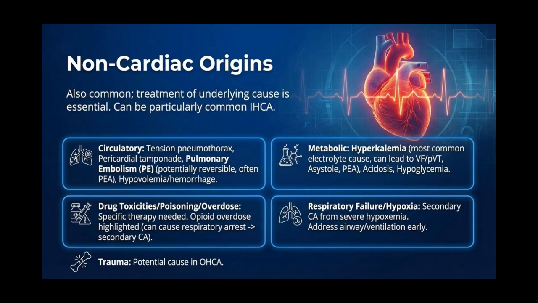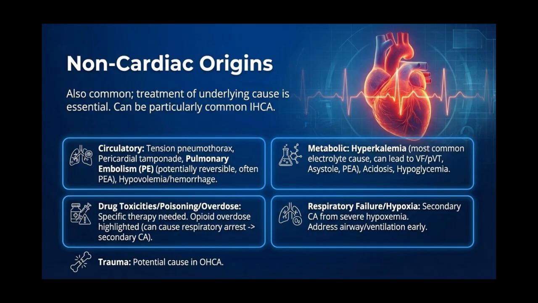Metabolic disturbances are also critical factors. Hyperkalemia is the most frequent electrolyte imbalance leading to cardiac arrest. This condition can lead to a progressive widening of the QRS complex, which may deteriorate into ventricular tachycardia, ventricular fibrillation, asystole, or pulseless electrical activity. Other metabolic issues, such as acidosis and low blood sugar, are also recognized as potential causes of cardiac arrest and are noted in the mnemonic for pulseless electrical activity and asystole.